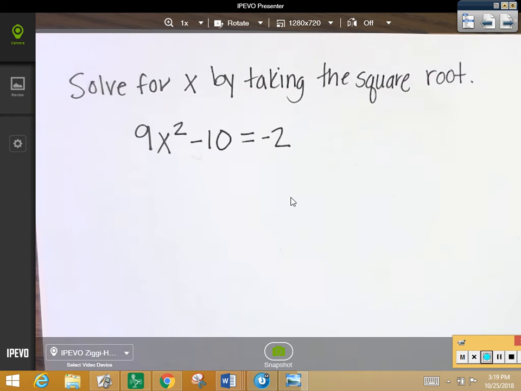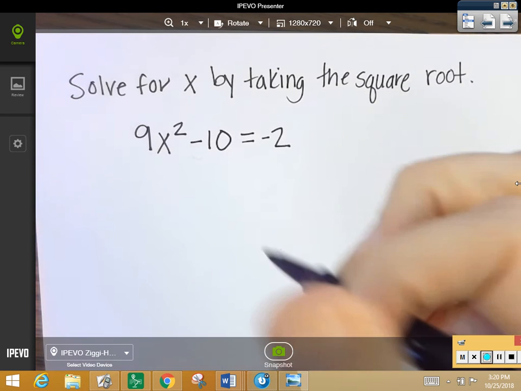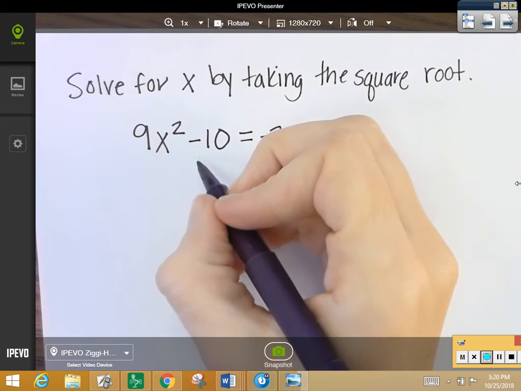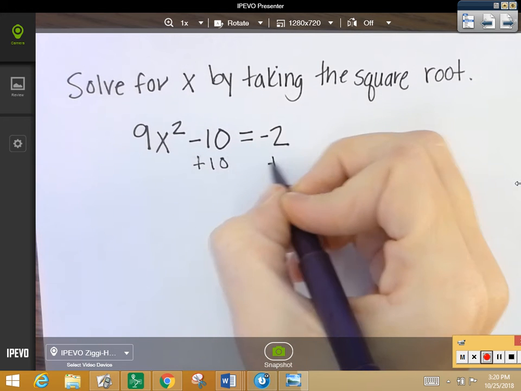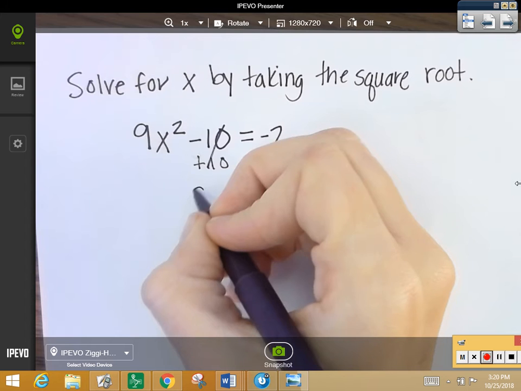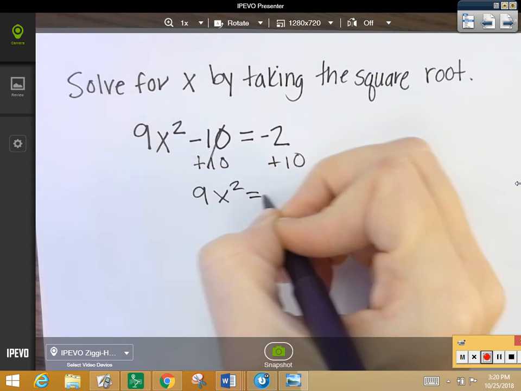Alright guys, today we're going to solve this equation for x by taking the square root. So we're going to use inverse operations. The first thing we're going to do is get rid of the 10 by adding 10 to each side of the equal sign. So that leaves me with 9x squared equals 8.